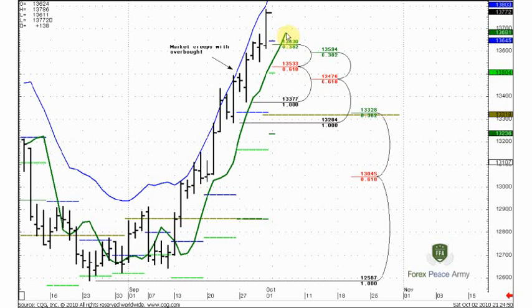Now let's look at this green line. The green line is a 3x3 moving average. This is the 3-period moving average shifted forward for 3 periods, and I use it for identification of the thrust on the market. So we can see that this thrust is really good.